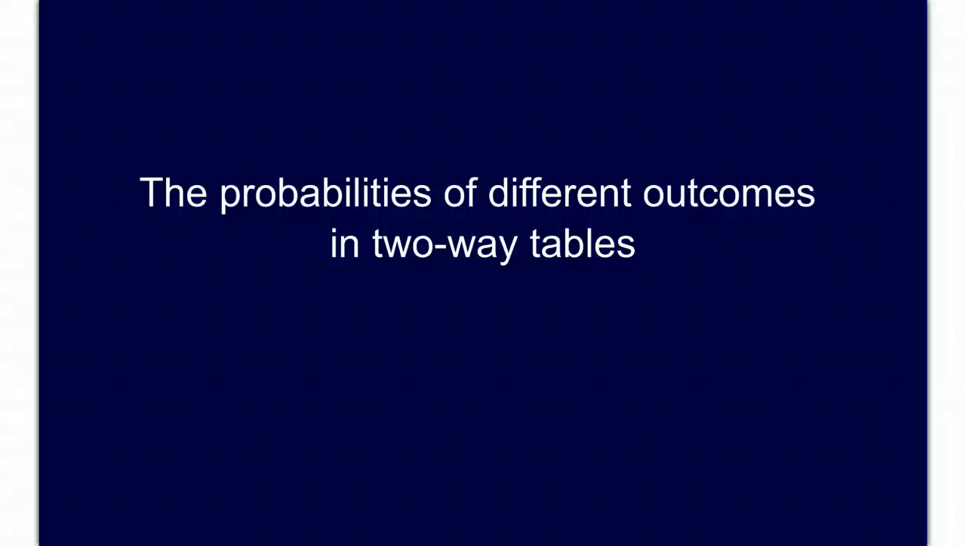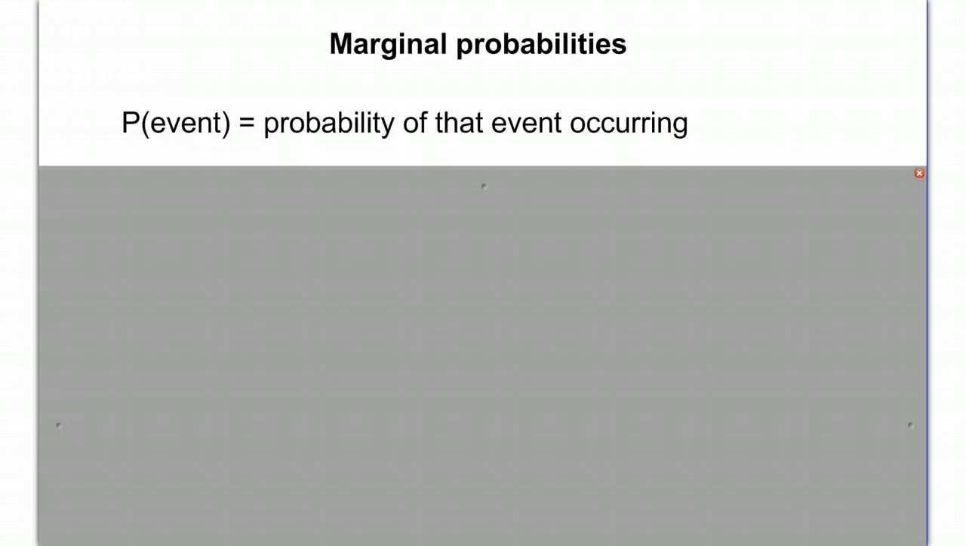Let's practice finding the probability of different outcomes from two-way tables. Marginal probabilities is where we're going to start, and this is probably the easiest one that you can do. We're going to start out with some notation.